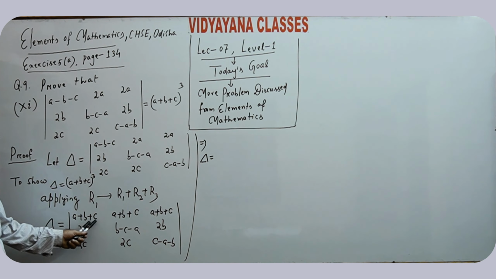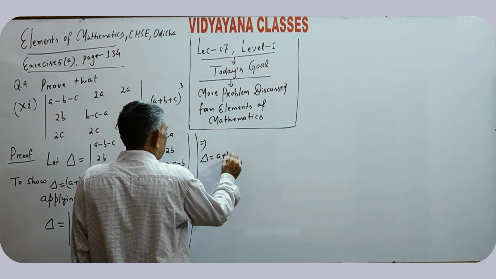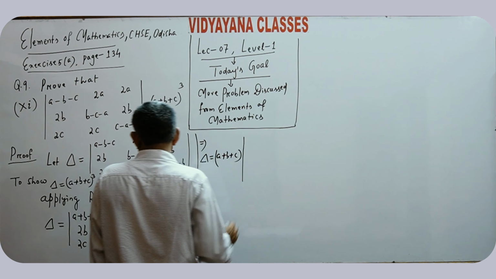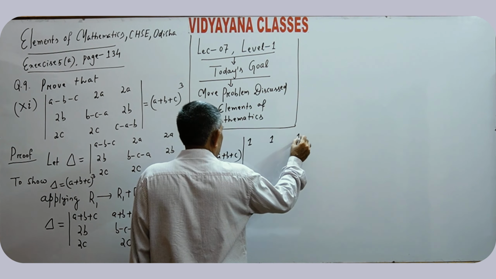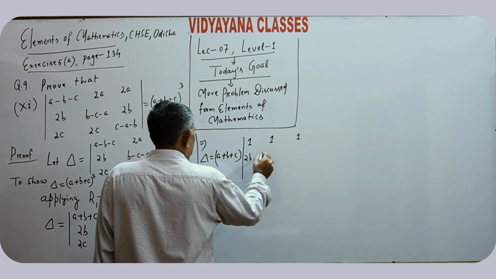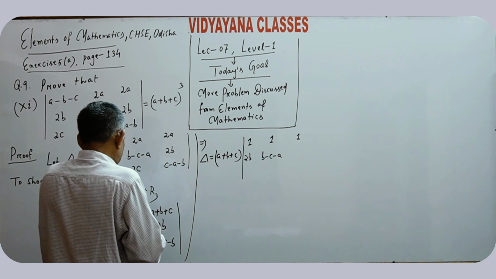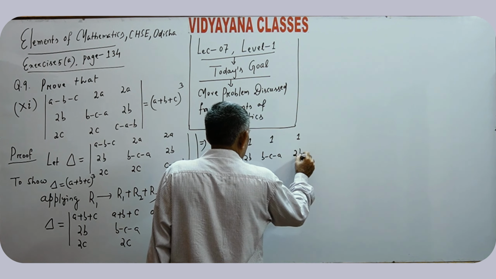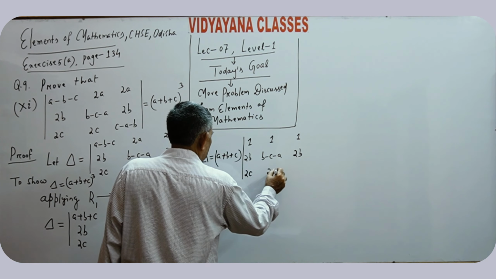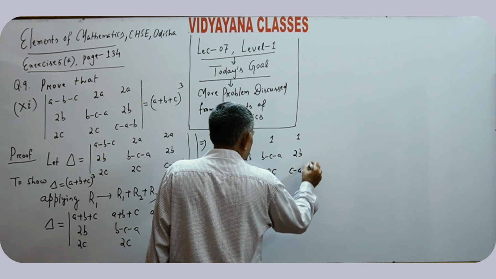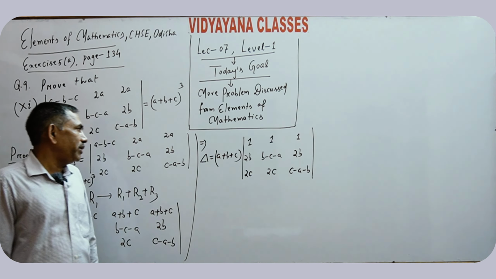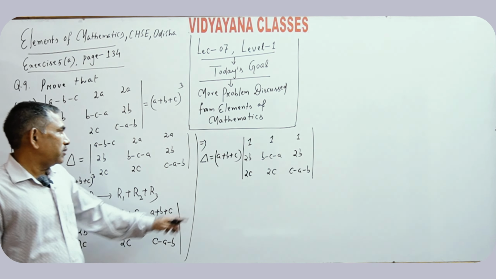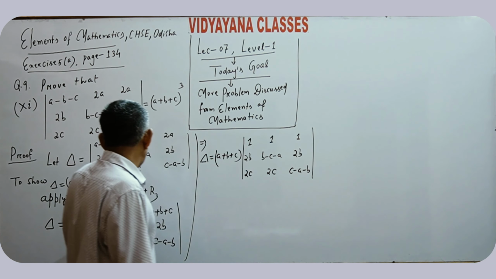Taking a plus b plus c as common from row 1, a plus b plus c into the determinant having elements 1, 1, 1; 2b, b minus c minus a, 2b; 2c, 2c, c minus a minus b. Whenever a scalar is multiplied with a determinant, it will be multiplied in any one of the rows or columns. It is the scalar multiplied along row 1 that gives this result.